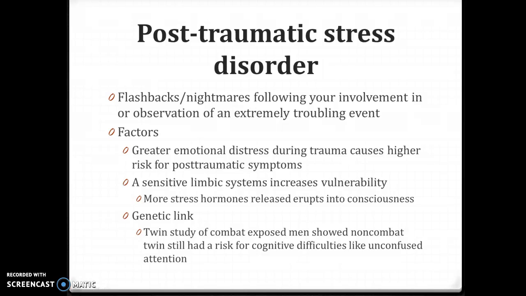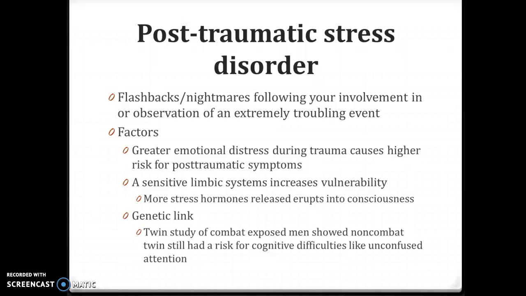Also, it's been suggested that a sensitive limbic system increases vulnerability. So remember, the limbic system is what controls our hormones. The more stress hormones that are released and erupt into our consciousness, the more likely the risk of developing PTSD. And there's also a genetic link.